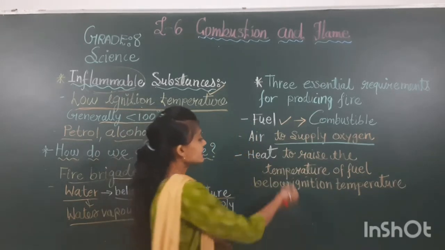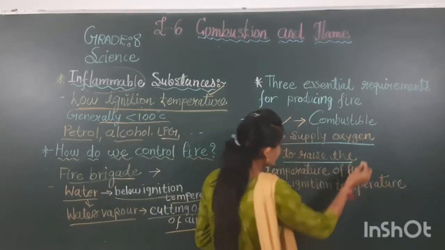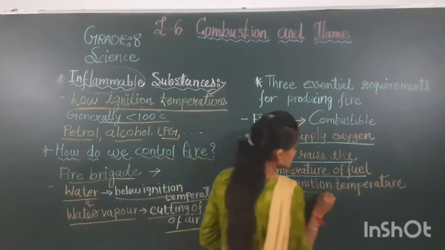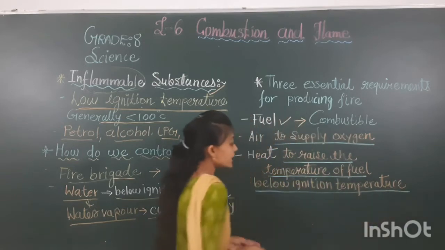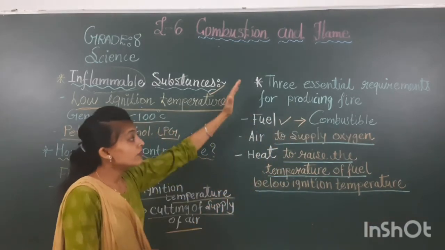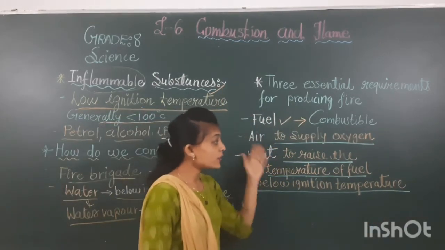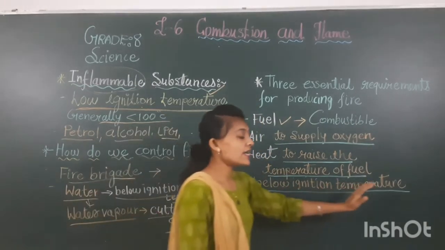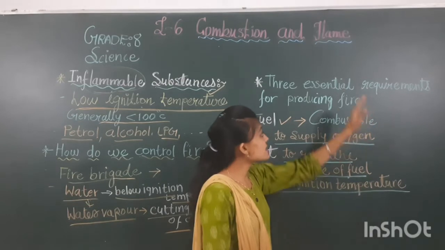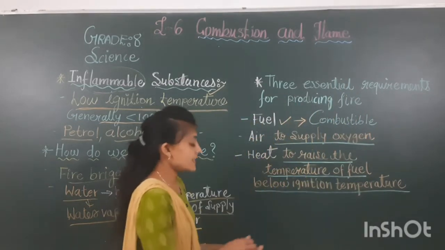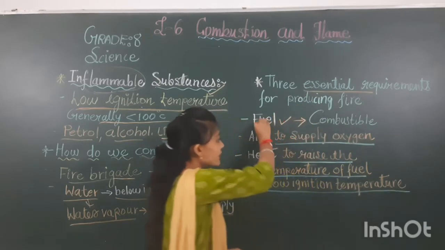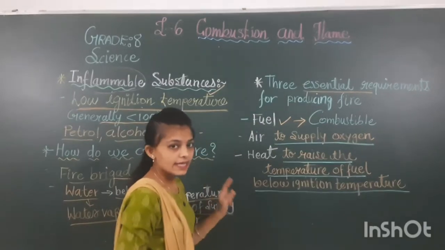Next is heat. What is the role of heat? To raise the temperature of fuel below its ignition temperature. To raise the temperature of fuel. Whatever fuel temperature is there, to raise the temperature, उसको high करने का below the ignition temperature. So these 3 things are there. They are essential requirements for producing fire. One more time: fuel, air, and heat.